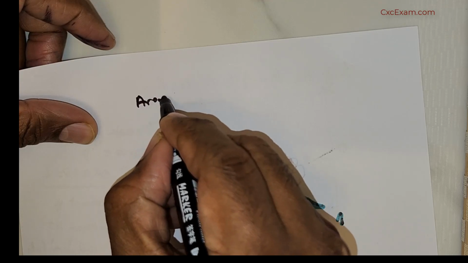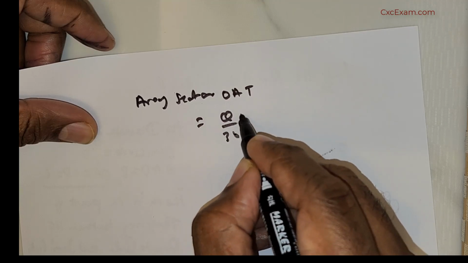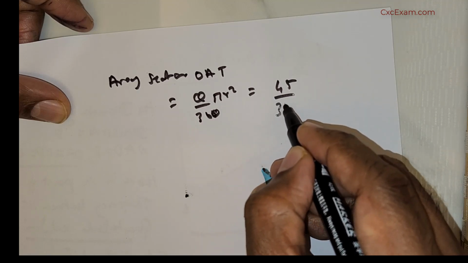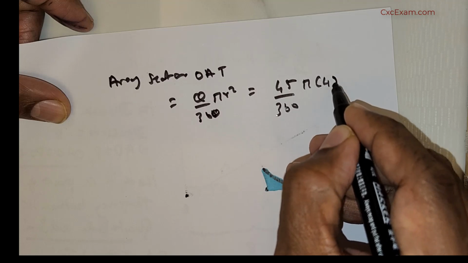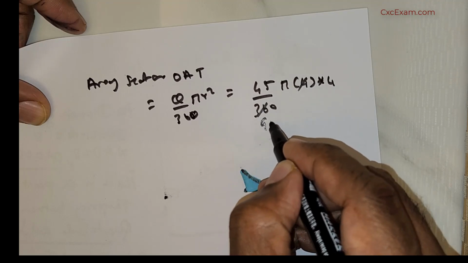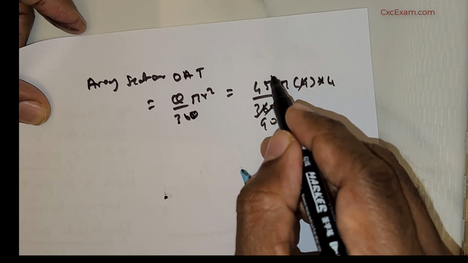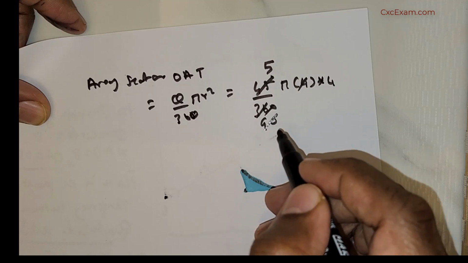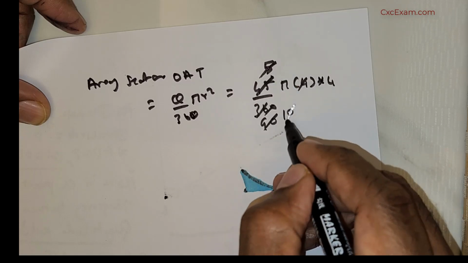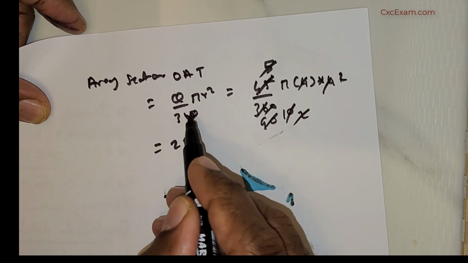So area of sector OAT is equal to theta over 360 times pi times r squared. Theta is 45 degrees and r is 4, so r squared is 16. Then 45 over 360 simplifies: 9 divides 45 five times and 360 forty times, and then 5 and 2 cancel as well. So 2 pi is the sector area.